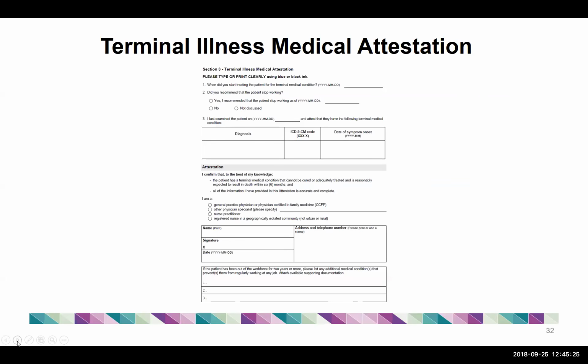Now, you'll notice at the bottom of the page, there's a box, and I'll just speak to this very briefly. So it says, if the patient has been out of the workforce for 2 years or more, please list any additional medical conditions that prevents them from regularly working at any job. Attach available supporting documentation. So this is code for late applicants. So this is the individual that has run out of earnings and contributions. So their contributory period is in the past. And basically what it means is that in spite of being terminal, we may have to look historically at any other medical conditions that they had in the past to qualify them.